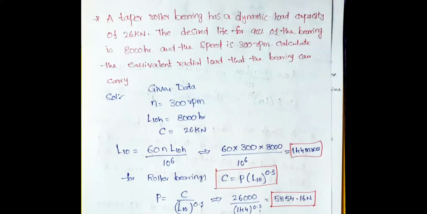Here we have to decide whether it is a ball bearing or a roller bearing. Here we are using a roller bearing. For a roller bearing, small p equal to 10 by 3.